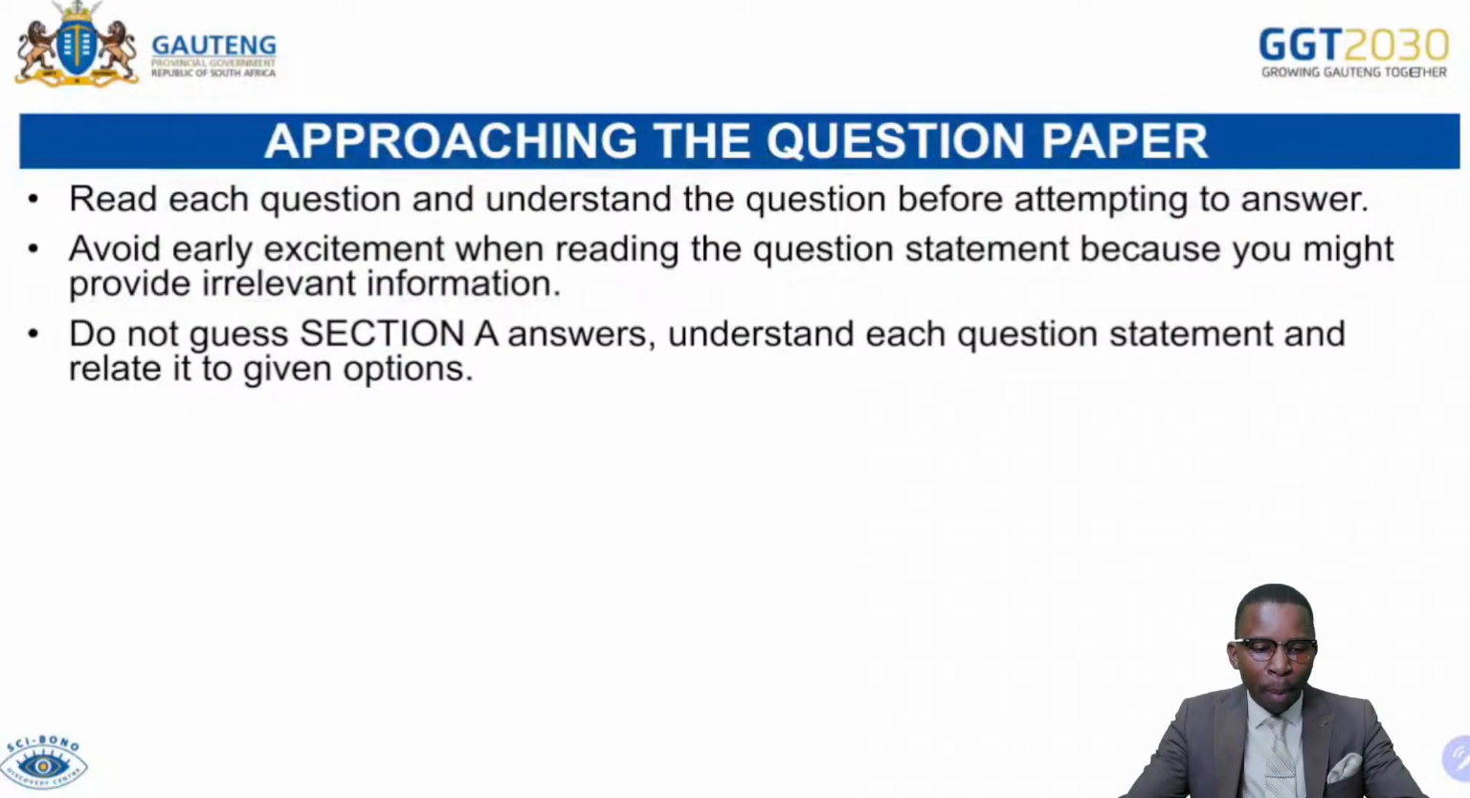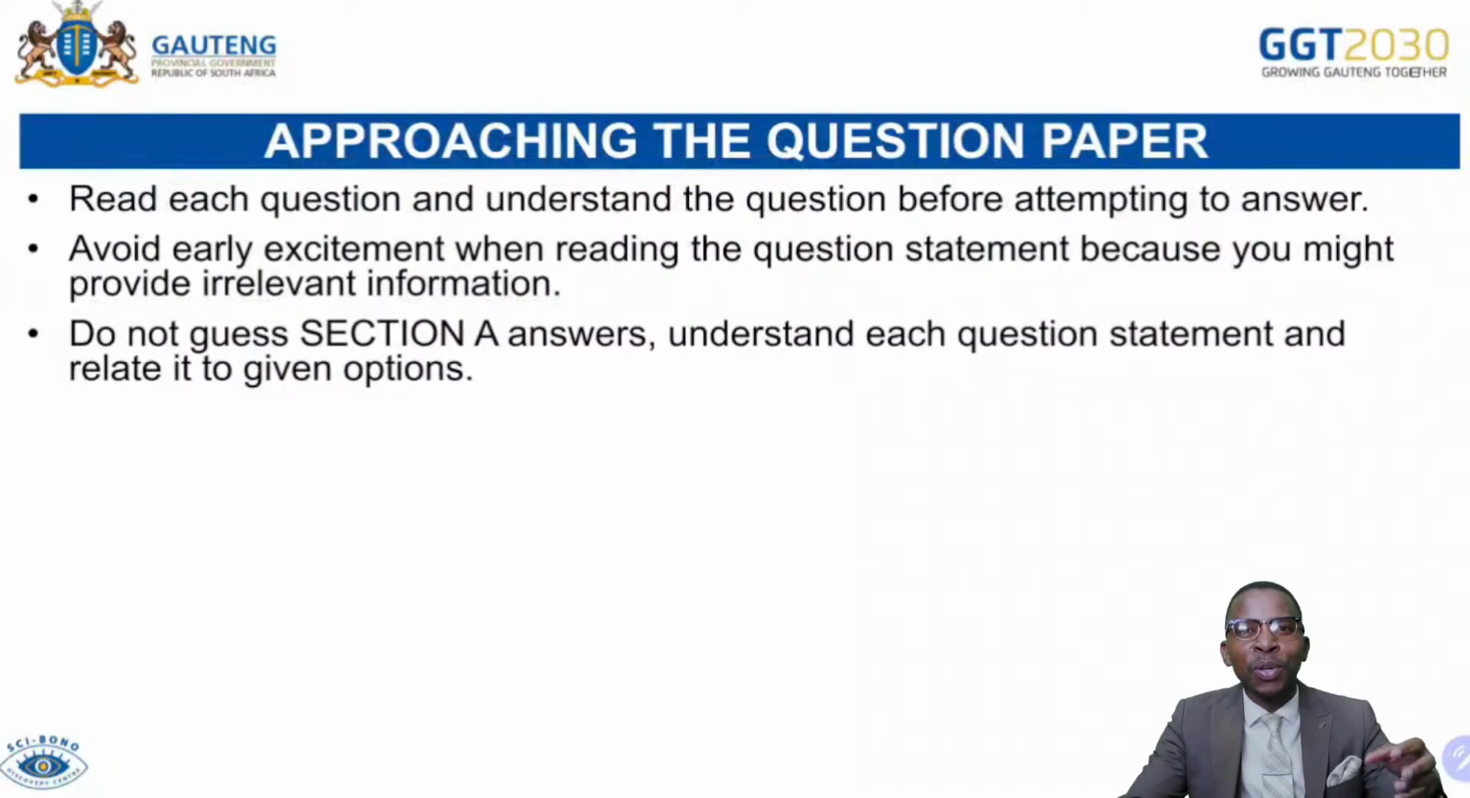Do not guess in Section A answers. Understand each question statement and relate it to the given options. Remember, when you are doing Section A, especially 1.1, we are given 4 options. In those 4 options, 1 is related, 1 is absolutely correct, and 2 are wrong. So ensure that you choose the correct answer. Do not guess. Don't go in there and give us B, B, B, B, B, A, A. Examiners don't work in that way. They ensure that they balance their answers.